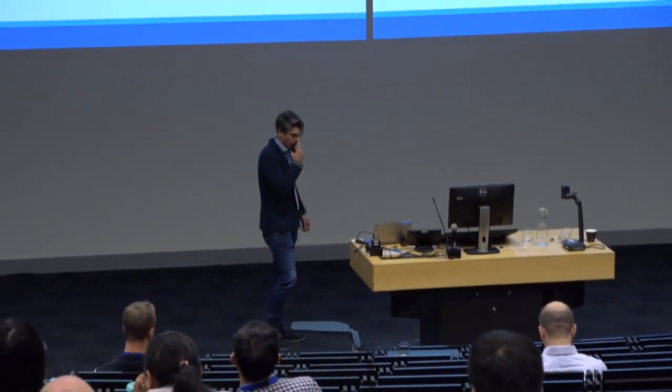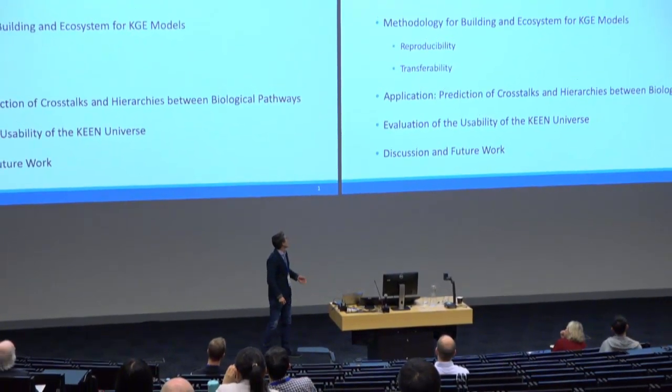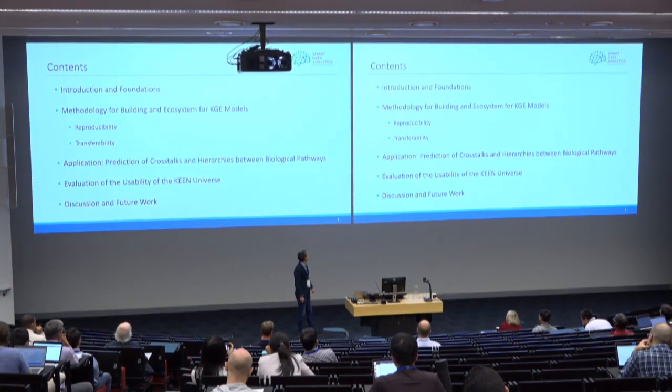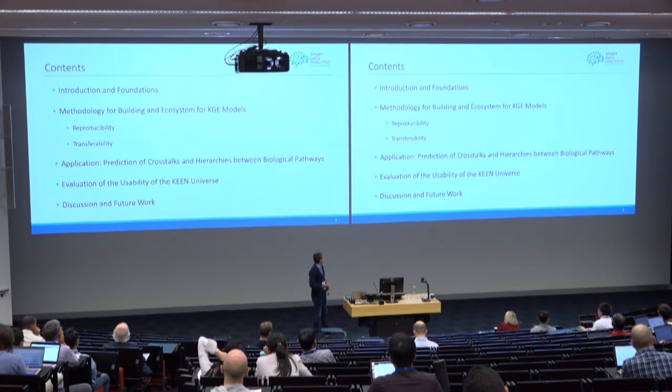So I will present our work called the KG Universe, an ecosystem for knowledge graph embeddings with a focus on reproducibility and transferability. In the beginning, I will give a short introduction about our work and speak about the foundations. Then in the main part, I will speak about the methodology for our ecosystem, where we focused on two aspects: first, reproducibility, and second, transferability. Then we show some applications, in specific the prediction of crosstalks and hierarchies between biological pathways. And then I show how we evaluated our ecosystem, and at the end we give a short discussion and talk about our future work.